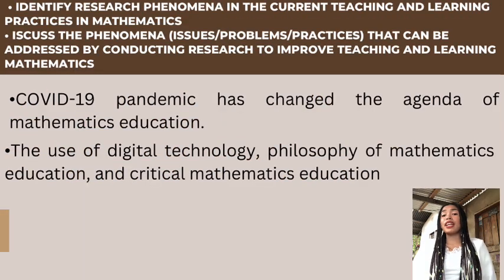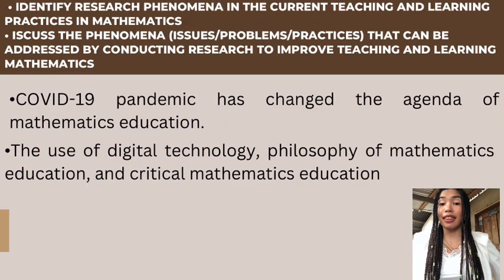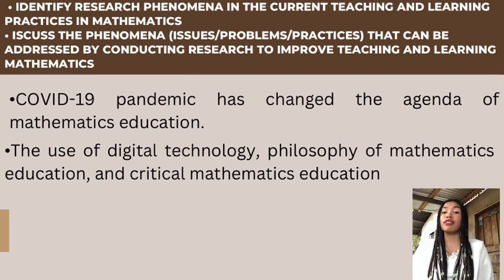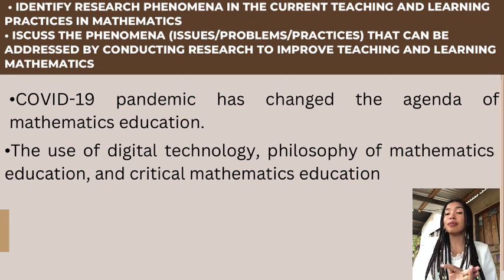So one of the main goals of research in mathematics education is the generation of knowledge and processes of teaching and learning. The COVID-19 pandemic has changed the agenda of mathematics education. This change will be analyzed by looking at 3 trends in mathematics education: the use of digital technology, philosophy of mathematics education, and critical mathematics education.